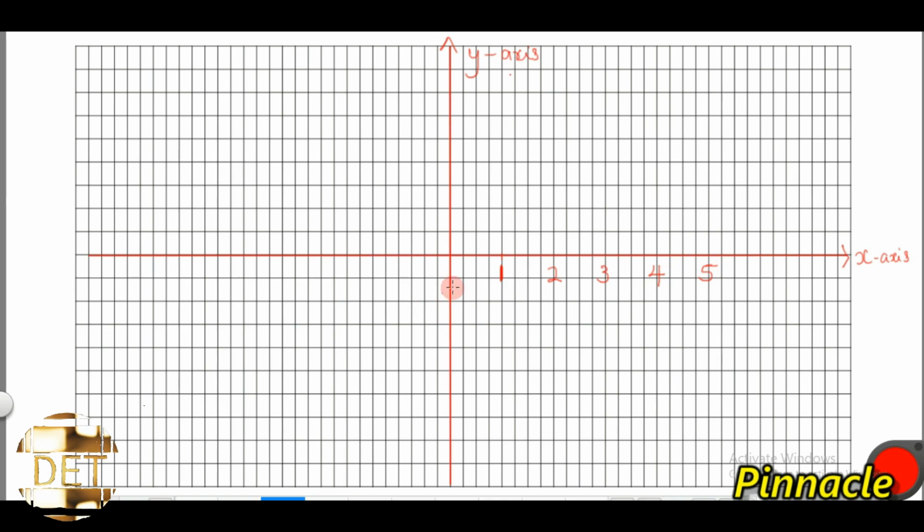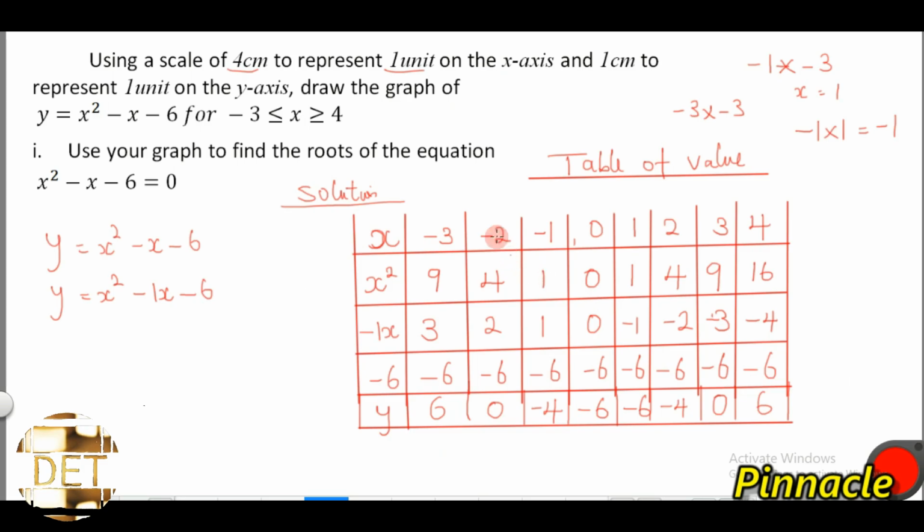So we'll end there first. Counting 1, 2, 3, 4, here will be minus 1. Here will be minus 2. Here will be minus 3. Here will be minus 4. Here will be minus 5. So that's what that means.